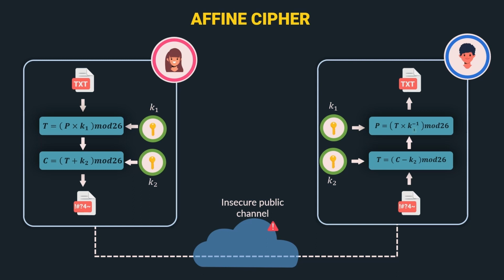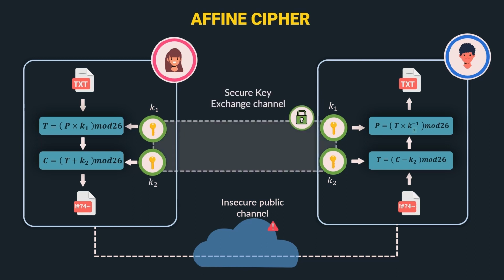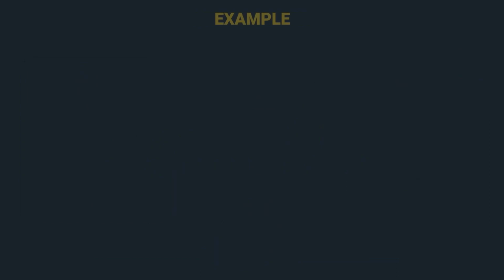Also note that both these keys K1 and K2 are shared via a secure key exchange channel. So both these keys should be exchanged in a secure way. So this was a diagrammatic representation of affine cipher. Let's take an example to understand it completely.